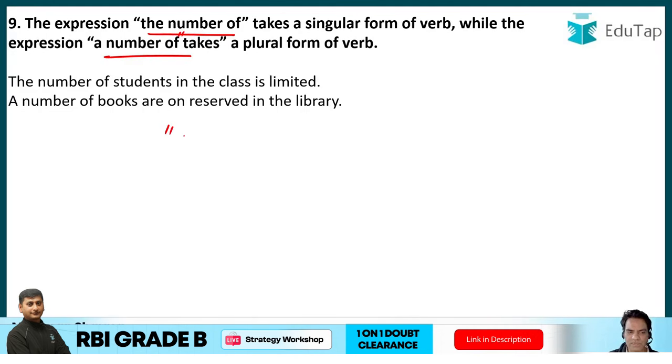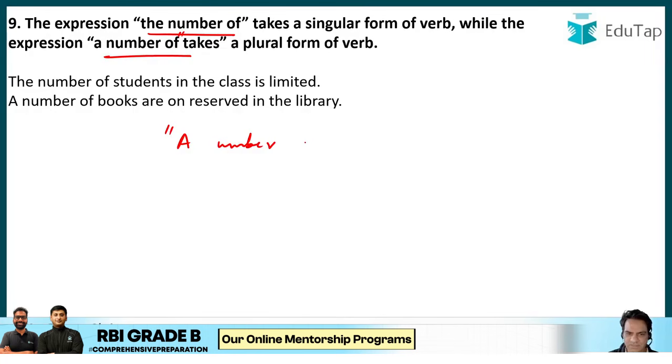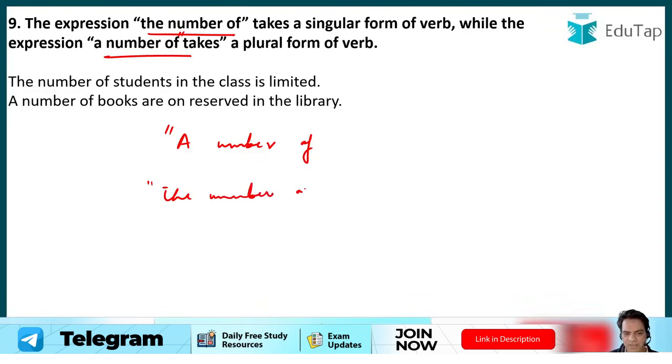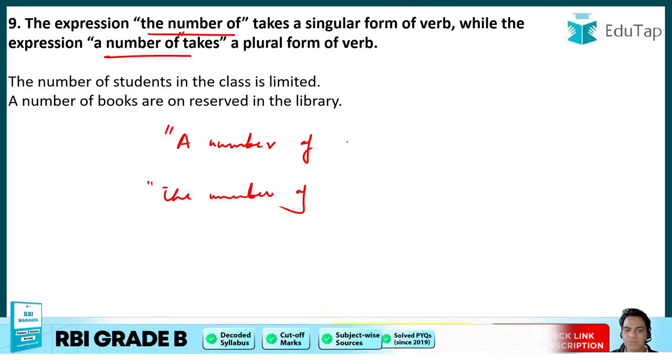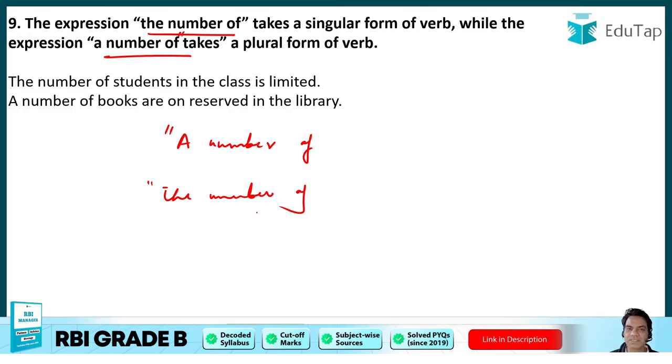Next rule, guys, a very peculiar rule: a number of and the number of. Now guys, usually we do not focus on such phrases, but from today onwards we have to. Now guys, the rule says if a sentence begins with a number of, it will always take a plural verb, and if the sentence begins with the number of, it will always take a singular verb.